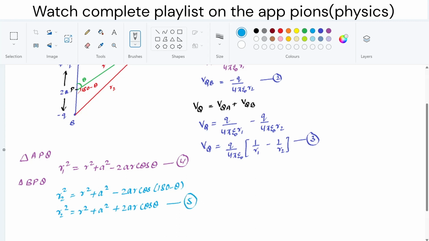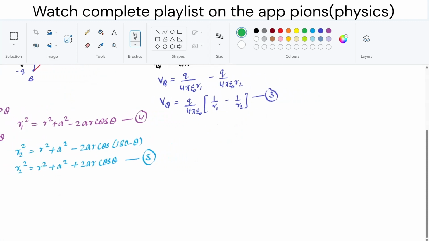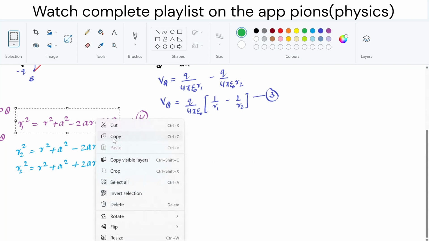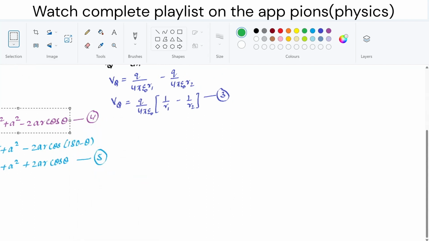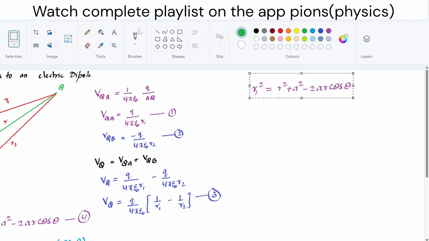But the question is, sir, why are we doing this? Just to figure out our 1 by R1 and 1 by R2. Okay, let's simplify it further. So let's take equation number 4. Let me just copy this equation and let's go on the other side and write it over here so that we can simplify it further. So let's start from here. This is our equation, correct? So let's simplify it. Then we will come back to our equation number 3.